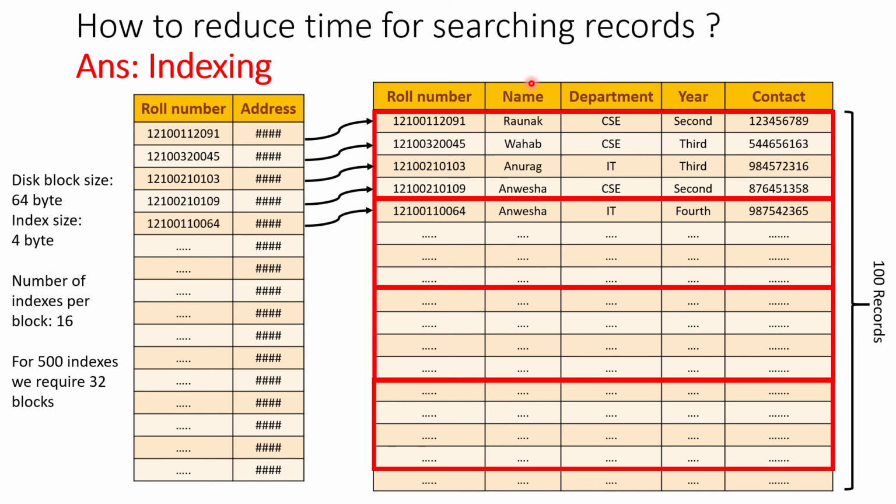Not all the blocks, right? So that means the total number of blocks that you are accessing is 32 plus 1. 32 in the worst case for searching the roll number in the index table, and 1 because as soon as you get the roll number, you can directly go to the block according to this address. So naturally, the total number of accesses using the index is 33.